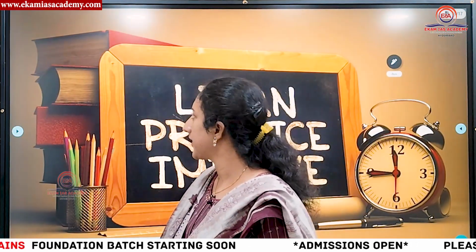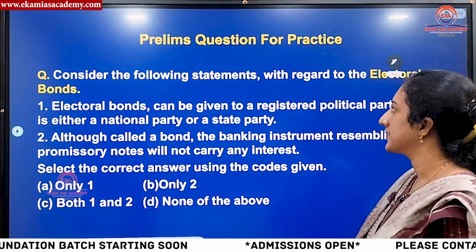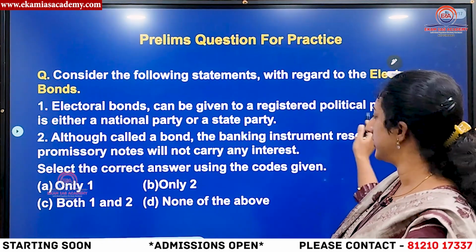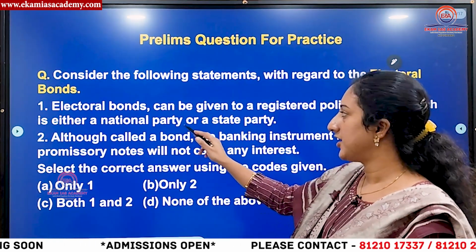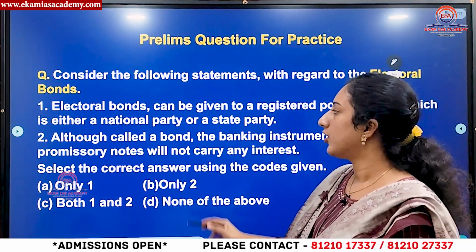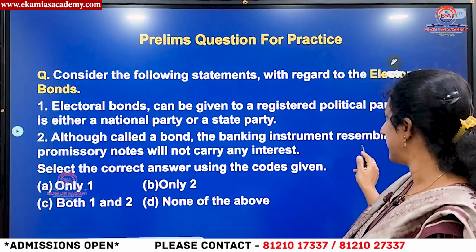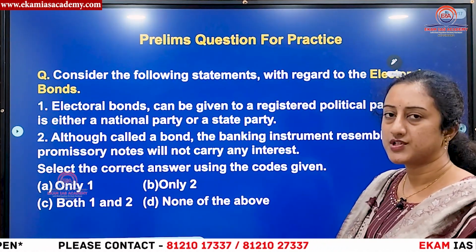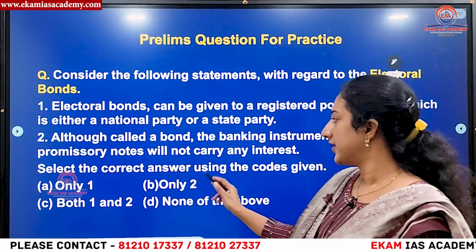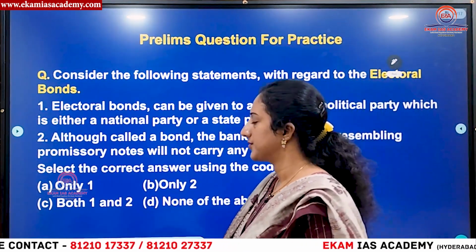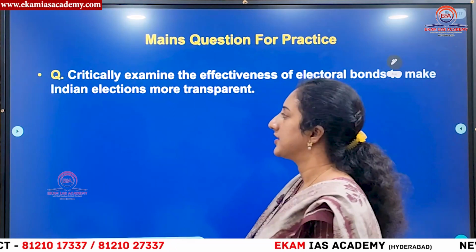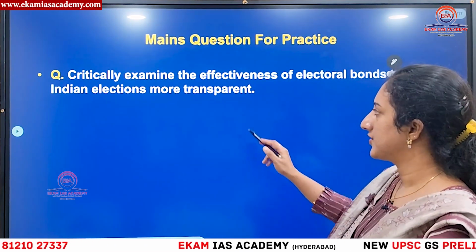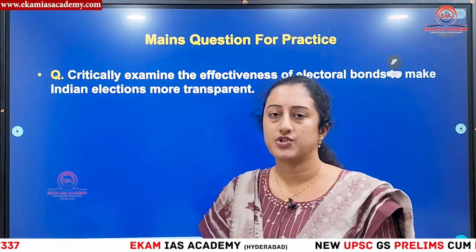Then time for a practice question, you can see: consider the following statements with respect to electoral bonds. Electoral bonds can be given to a registered political party which is either a national party or a state party. Although called a bond, the banking instrument resembling promissory notes will not carry any interest. Okay, these are interest-free bonds or not, you have to answer. Select the correct option among the given options. Okay, you have to choose the answer. Then the mains question: critically examine the effectiveness of electoral bonds in making Indian elections more transparent. This is the mains question for today.